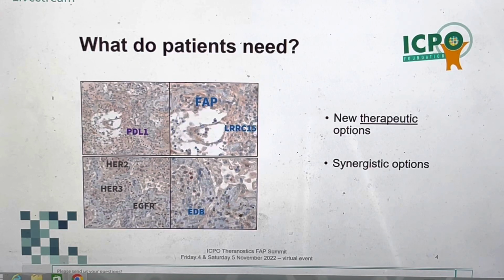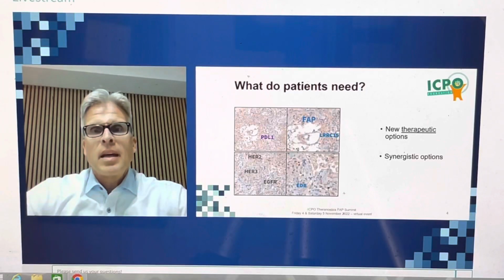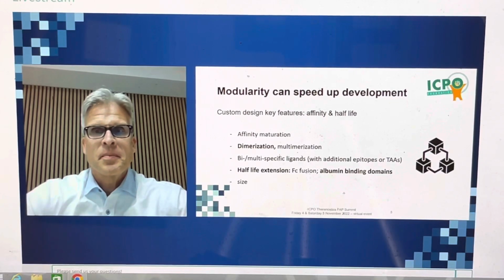And with the synergistic options, I wanted to make the point that in radiotherapy, and maybe even more so in FAP targeted radiotherapy, we would have to think about synergies and combinations early. And that could be non-targeted therapies, it could be targeted therapies, it could be immuno-oncology, it could be other stromal targets, and that's more or less what I wanted to show with the illustration on the left.